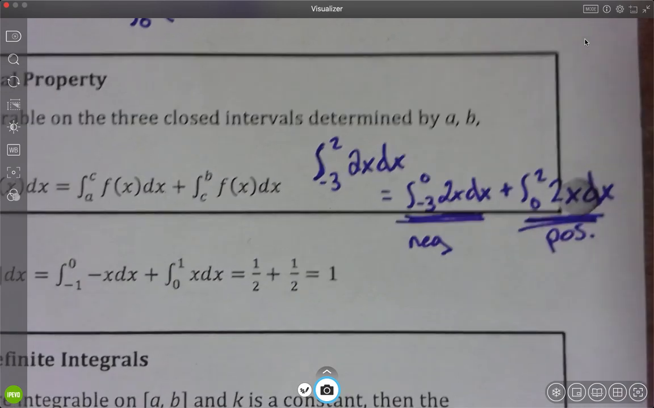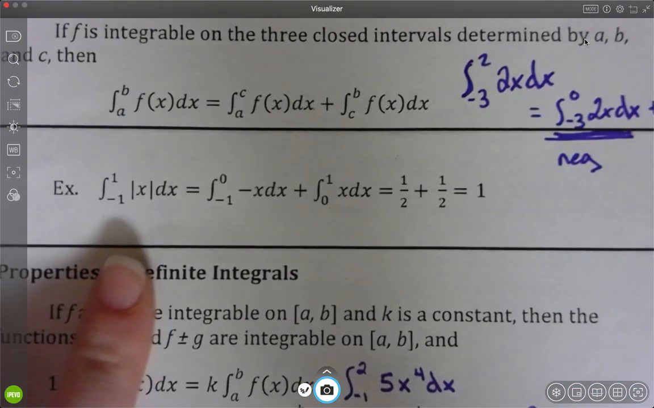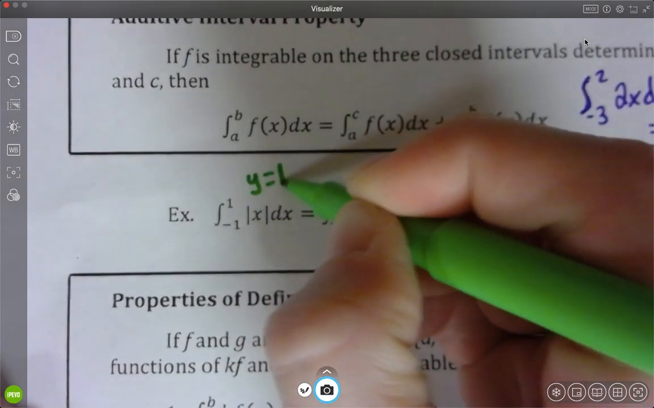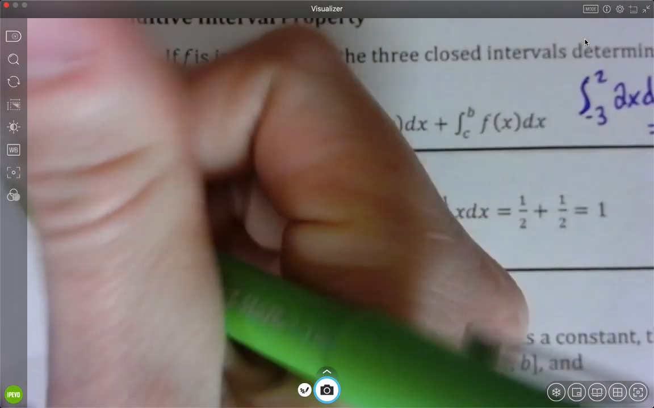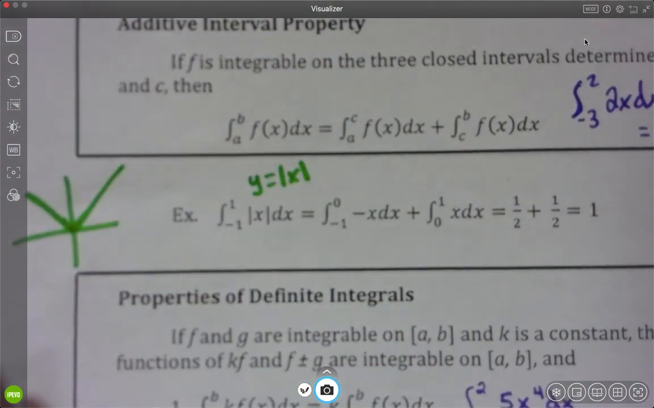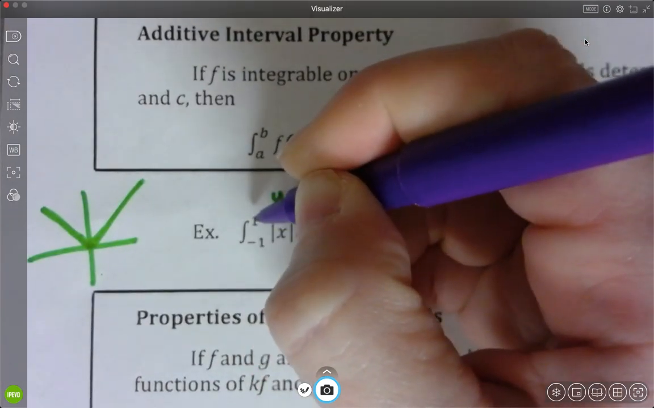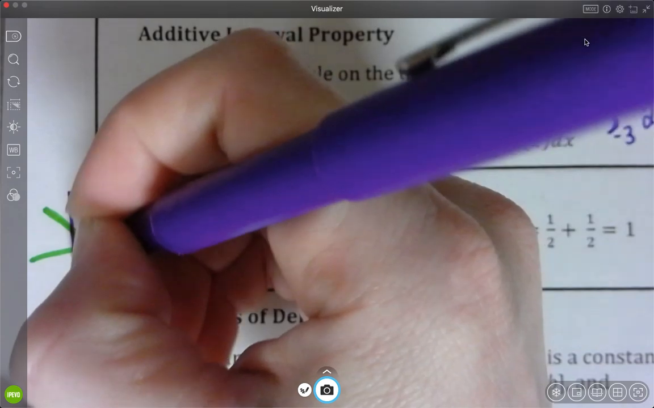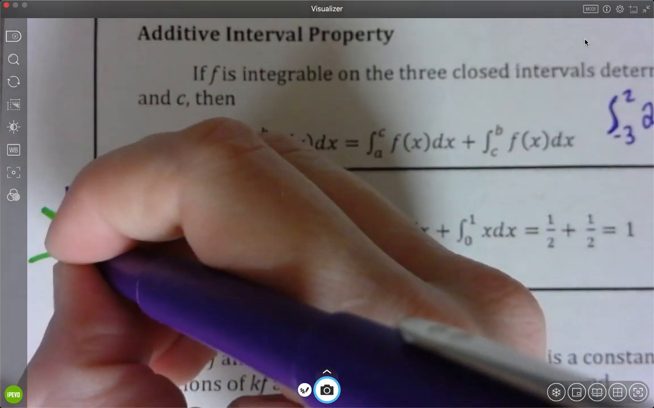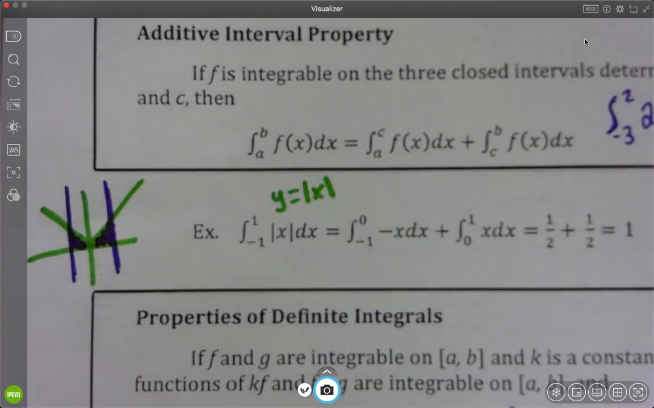Another time that you might want to do that is when you have an absolute value function, okay? So they're giving us an absolute value function here, just the absolute value of x, like y equals absolute value of x. Think about what it looks like. It will be a V that looks like this, okay? And what we want to do is evaluate the area of that function from -1 to 1, okay? So -1 is about here, +1 is about here. We're trying to find that area, so basically I'm trying to find this piece and this piece. Now, both of those areas are going to be positive areas, okay?